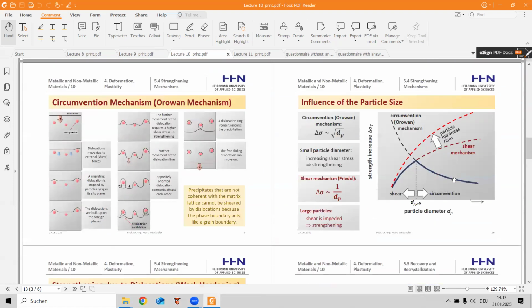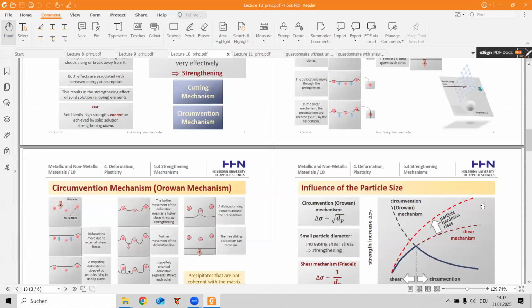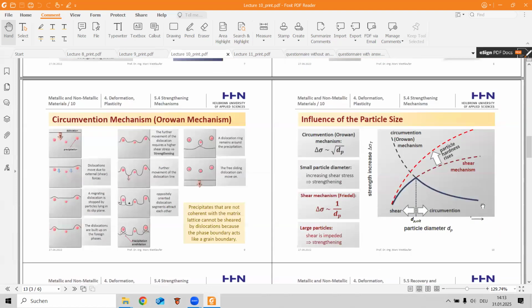And here we have the circumvention mechanism called Orowan. A dislocation, under an external shear force, moves until it is stopped by a particle in the slip plane. Next, dislocations build up at the foreign phase. The further movement of the dislocation line requires a higher stress, which gives strengthening. As the dislocation line moves on, oppositely oriented dislocation segments attract each other.